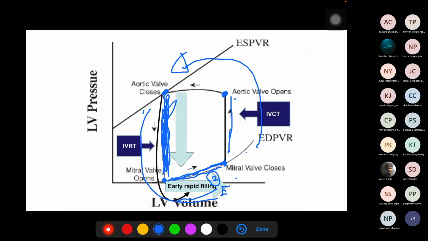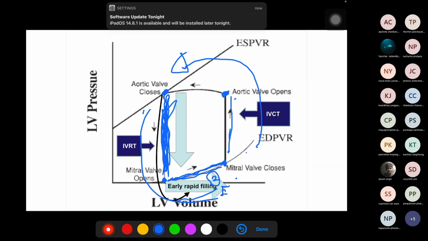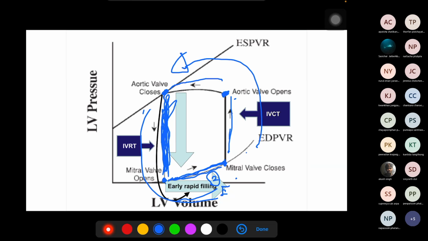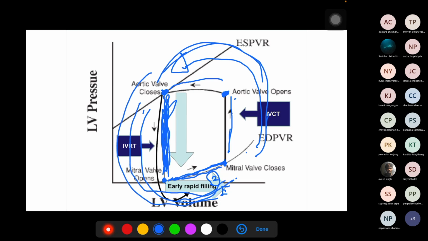When the LV generates pressure that overcomes the aortic valve pressure, the aortic valve opens. Then the flow is pushed from the LV to the aorta. When the pressure between the LV and aorta is equal, the aortic valve closes. So this is one complete cardiac cycle: systolic, diastolic, systolic, and diastolic.